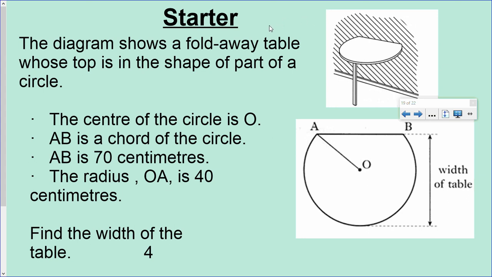If you haven't tried the starter, please do try it. Use your notes from before to double check it's the same process every single time. Have a look for a triangle. We want to split it in half. So the first thing that I'm going to do is have a look through my information.